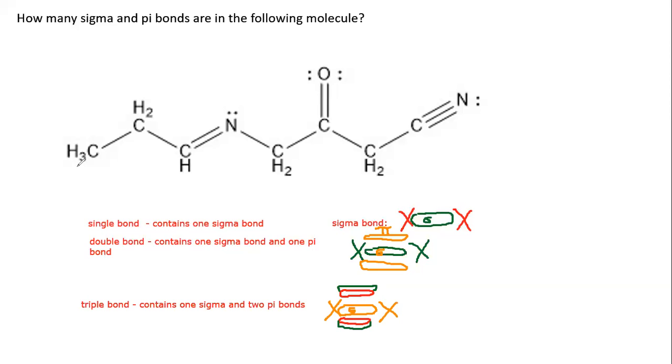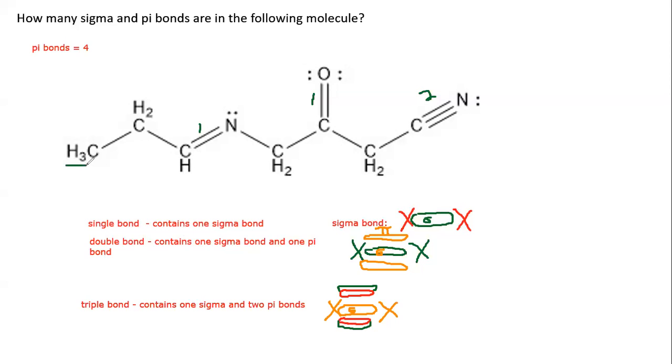So now when we go through this, we've got to count all the bonds to get the number of sigma bonds, and then we count the number of pi bonds by looking at the multiple bonds. So we'll do the pi bonds first. A double bond has 1 pi bond, so there's 2 right there, and a triple bond has 2. So the number of pi bonds equals 4.